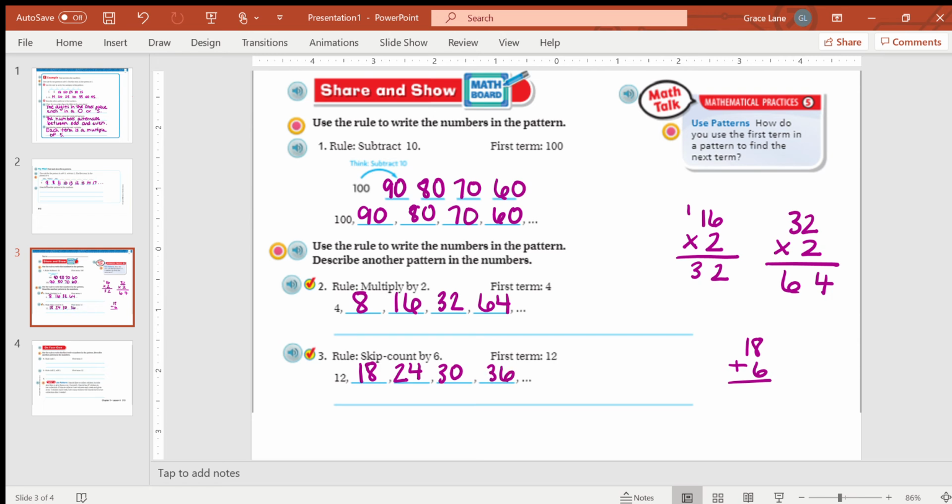Alright, so again, think of a rule here on your own. They're all even. They're all multiples of 6. They can be divided by 6. They can be divided by 2. I think all those can be divided by 3 also. Pick a pattern that you see. Go ahead and write it down.